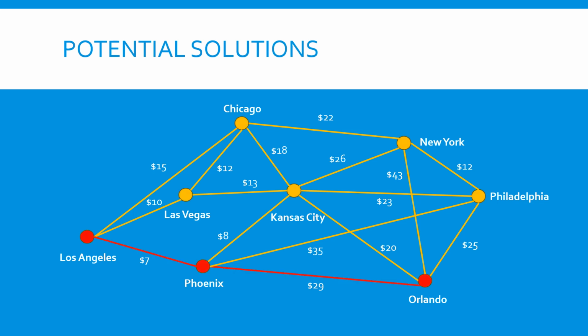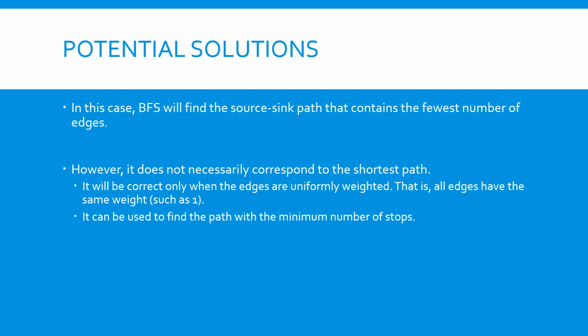In this case, we can reach the destination Orlando using a path with 2 edges. The path identified by the BFS algorithm is highlighted in red here. It will cost us $36 to go from LA to Orlando. It is not hard to see that BFS can identify the path with the fewest number of edges between the source and the sink.